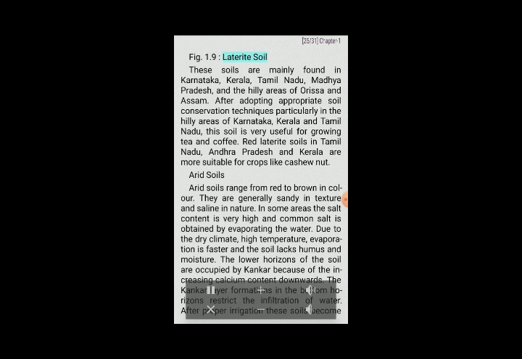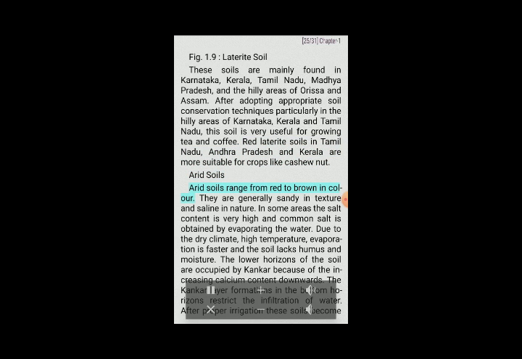Fig. 1.9. Laterite soil. These soils are mainly found in Karnataka, Kerala, Tamil Nadu, Madhya Pradesh, and the hilly areas of Orissa and Assam. After adopting appropriate soil conservation techniques, particularly in the hilly areas of Karnataka, Kerala and Tamil Nadu, this soil is very useful for growing tea and coffee. Red laterite soils in Tamil Nadu, Andhra Pradesh and Kerala are more suitable for crops like cashew nut.